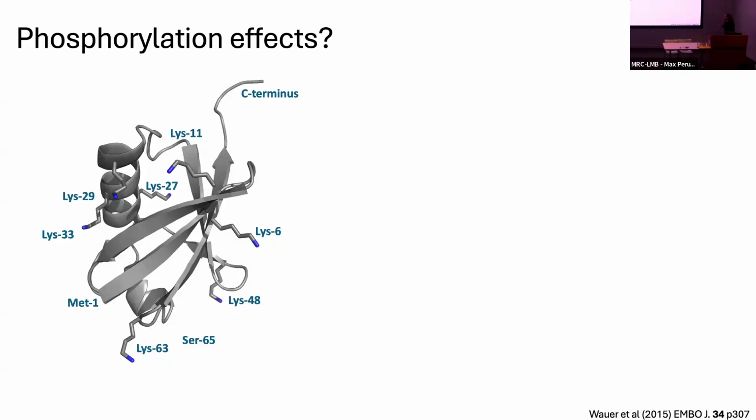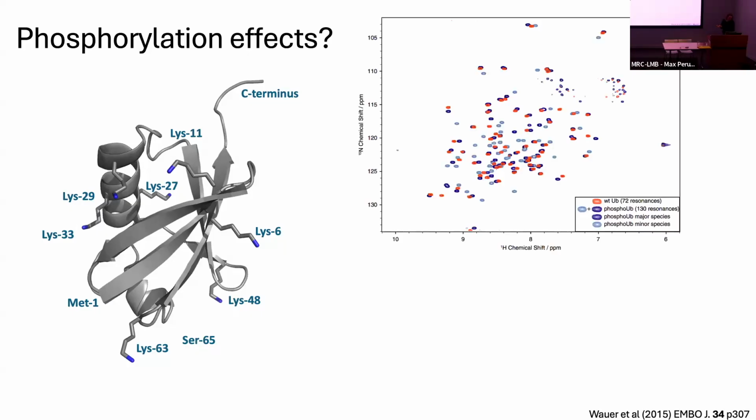Ubiquitin can also be phosphorylated, and it can get phosphorylated at serine 65 down here. And in this project with Toby, who was a PhD student in the Commander Lab, he wanted to understand what the structural consequences of phosphorylation were. So we can do in situ phosphorylation, so you put your kinase into the NMR tube and then watch the phosphorylation happen in real time.